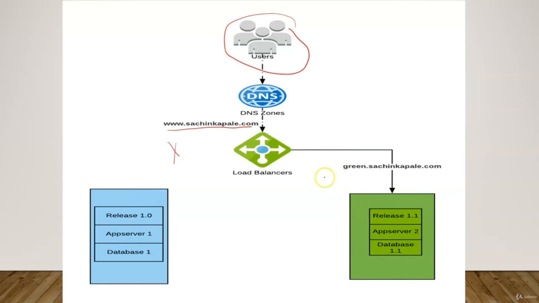The only advantage of this approach is your end users are never impacted. There is zero downtime, and there is no possibility of anything going wrong because you are already standing up the environment and you are testing it out. So that's the biggest advantage. The only disadvantage is that you are parallelly standing up the two environments for a certain period of time of your testing. That's the only disadvantage in the blue-green deployment. Otherwise, it's a very well proven model.